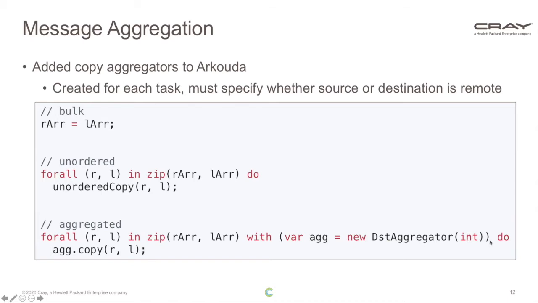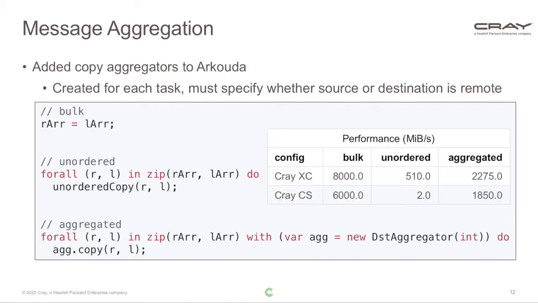So we create an aggregator, and then within the body of the loop, instead of doing unordered copy, we're doing this ag.copy. And so here you can see, it's a pretty modest change to the source code. And if we look at the performance for this, we can see that the aggregated performance is around 2,000 megabytes per second, which is about 4 times faster on the XC than unordered, and almost 1,000 times faster on the CS. And so significant performance improvements compared to unordered, and we're within a factor of 4 of the bulk communication rates for both of these networks.